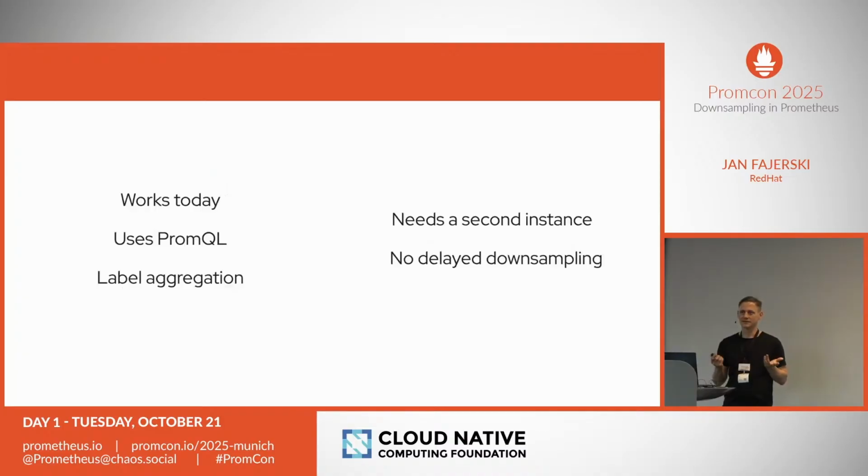So yeah, these are the trade-offs of what works today. It works today, great. It uses PromQL, so you can do a lot fancier things than I showed you here. You don't have to do just decimation where you select the latest sample at a time. You can aggregate, you can average, you can do things over label dimensions, which is quite powerful. So it's a lot more powerful than just the sort of decimation that I hinted at.